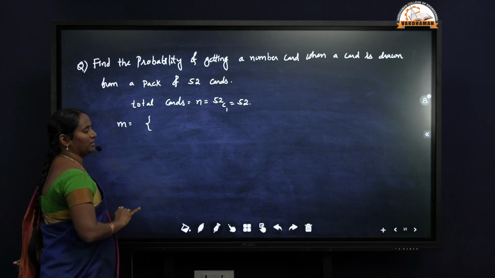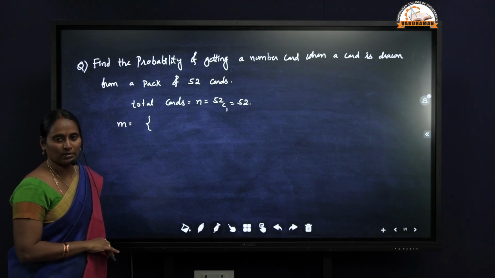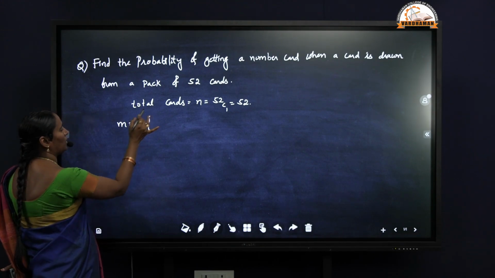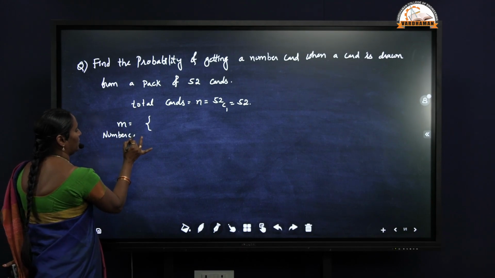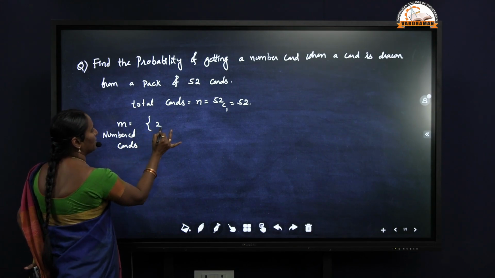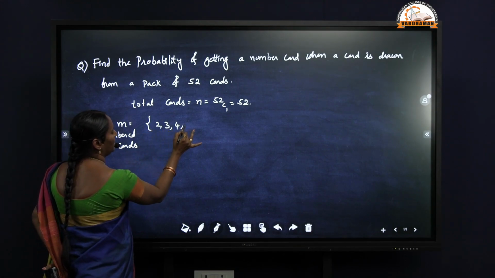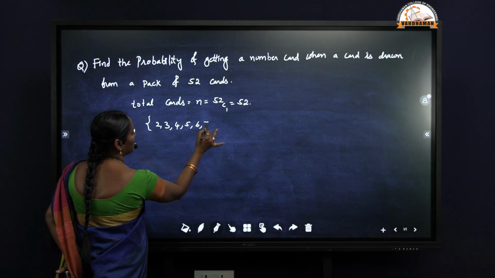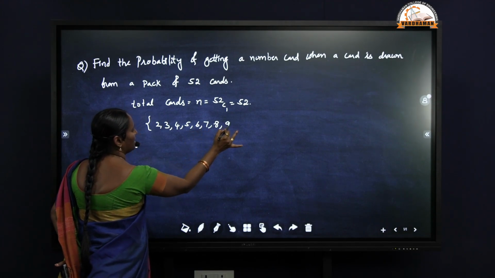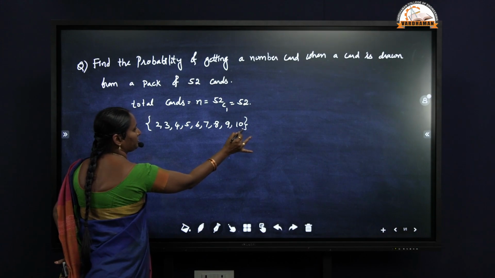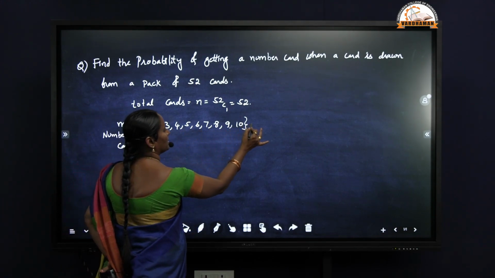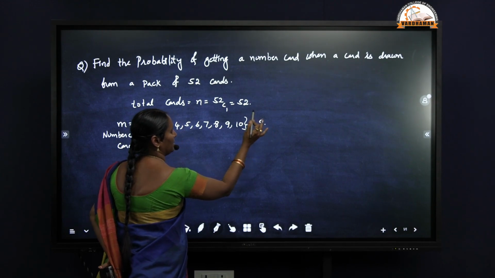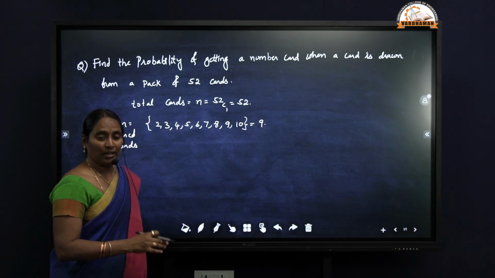So what are the number cards? It means that we are going to define the favorable number of cases. The favorable number of cases of getting a numbered card, we define as M. So how many number cards do we have? 2, 3, 4, 5, 6, 7, 8, 9, 10. Now let us see how many numbers we have: 3, 6, plus 3, 9 cards. It means that M is 9.